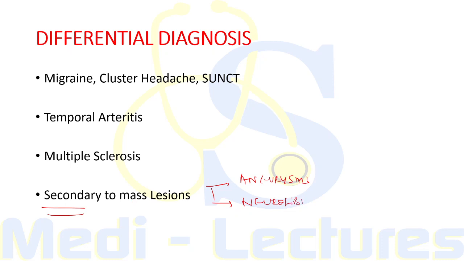neurofibromas, acoustic schwannoma or vestibular schwannoma, and finally tumors like meningiomas. So these can all cause the compression of fifth nerve root leading to trigeminal neuralgia.